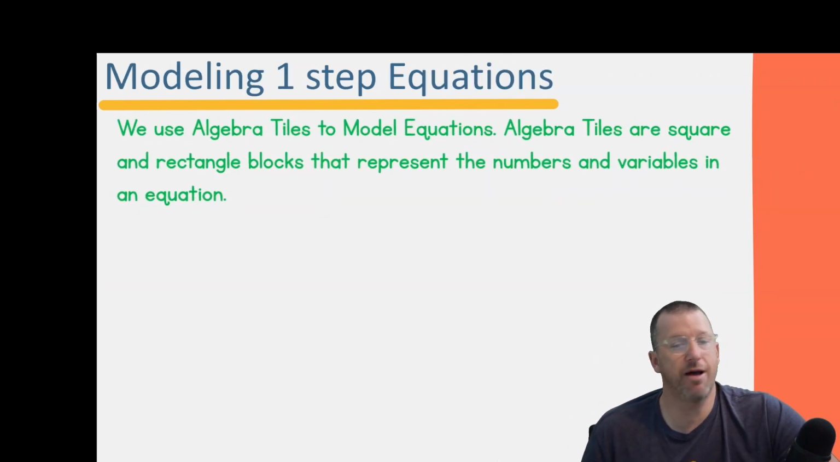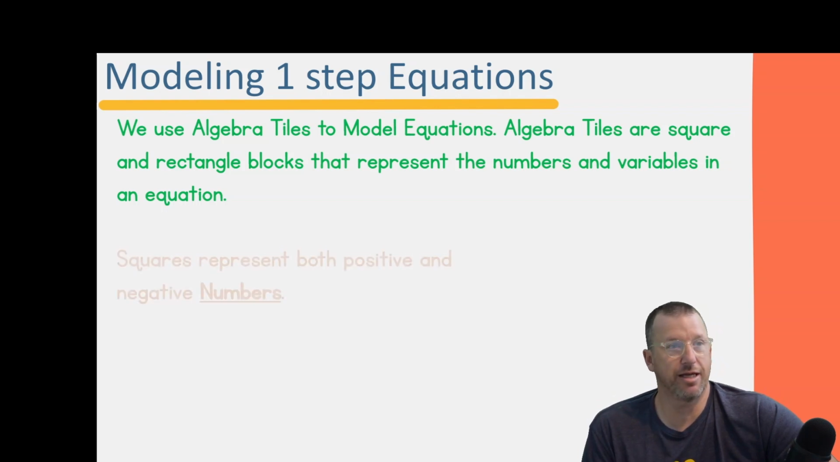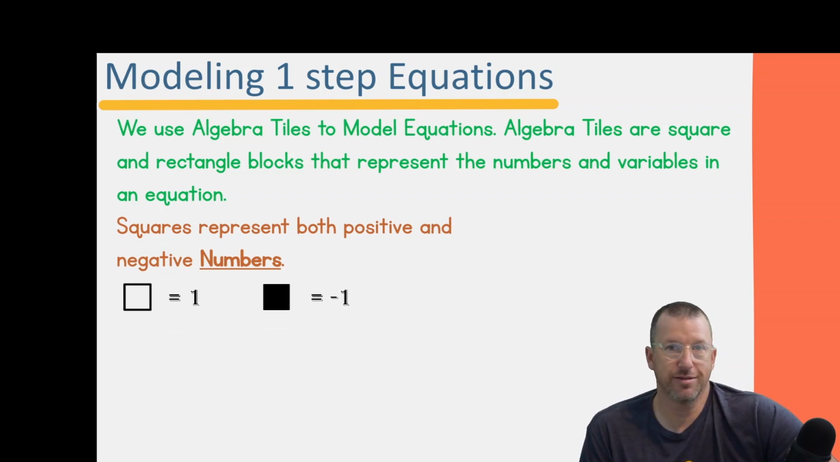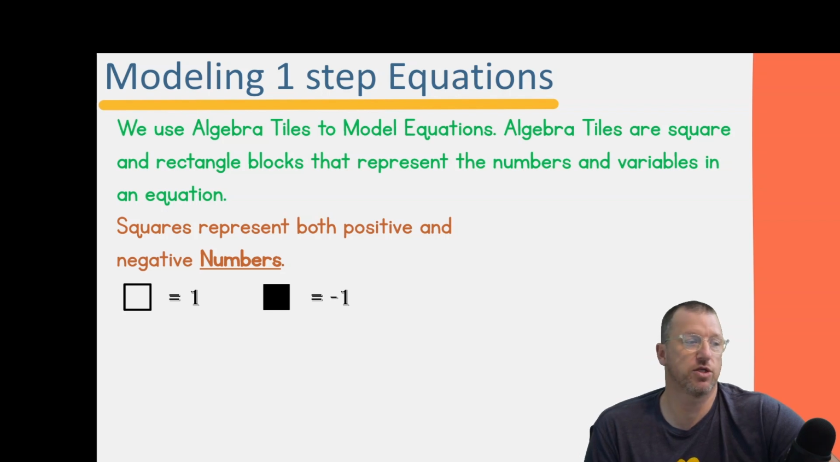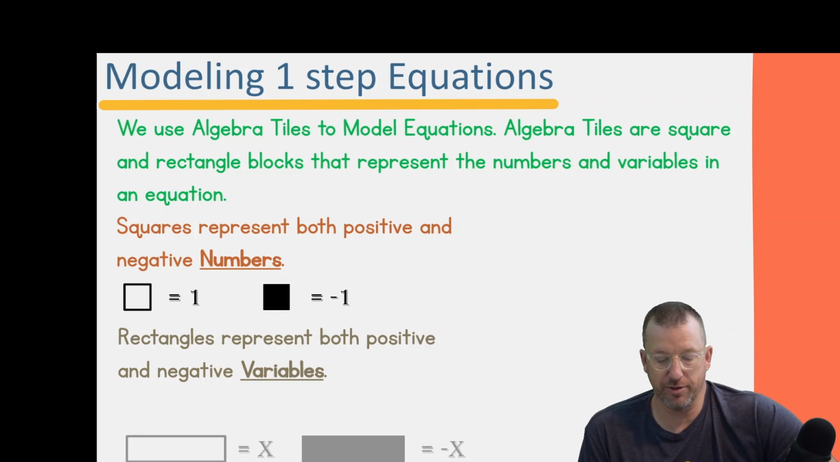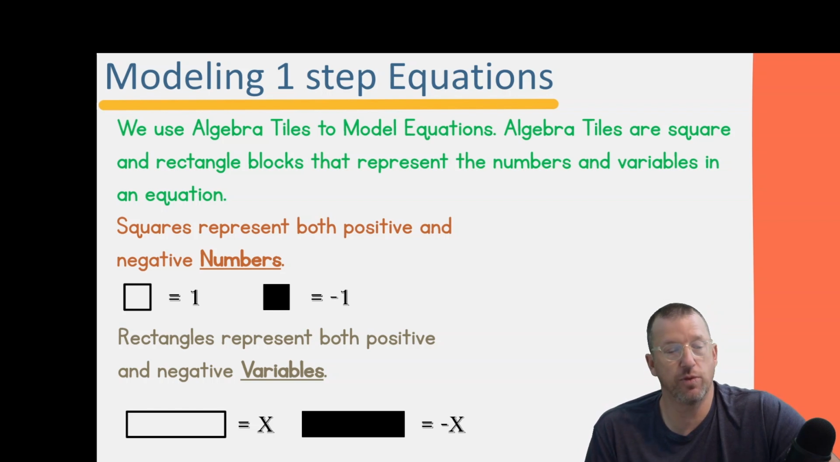Now we're going to talk about modeling them. So let's dive into this. We're going to use algebra tiles to model equations. Algebra tiles are going to be squares and rectangle blocks. Every time you see a square, it's going to represent a positive or negative number. So if you see an open square, that represents 1. If you see a filled in square, that represents -1. And when you see rectangles, they're going to be our variables. So if you see a big rectangle that's open, that represents x, the unknown. We have one of those x's. And if that rectangle is filled in, that means we have a negative variable. So this would be -x.